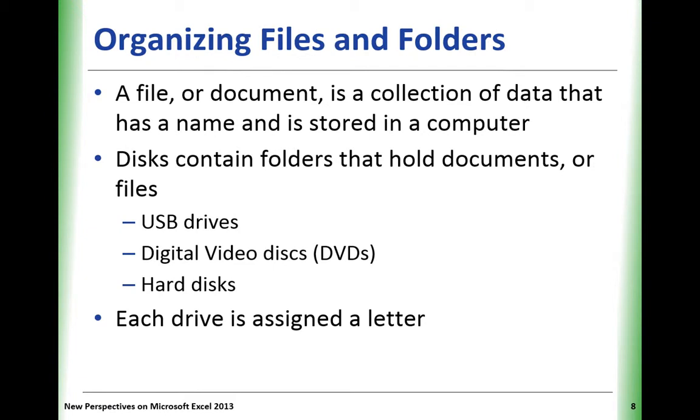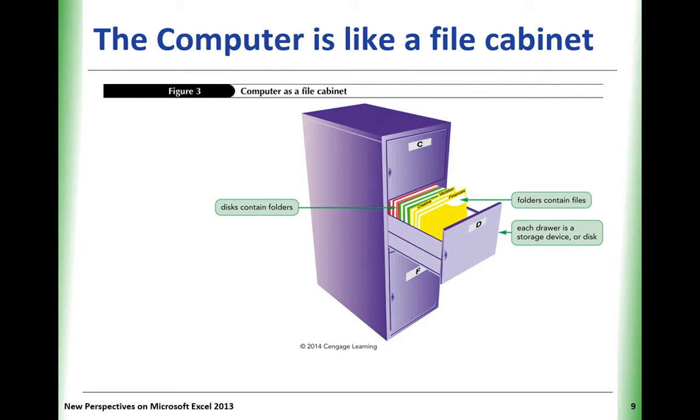We have USB drives, we have DVDs, and we have hard disks, which we don't see, but those are on our computer, and that's where this information is stored. Each drive is assigned a letter, and sometimes it seems very random. But the computer is like a file cabinet. So you have disks that contain folders, and folders contain files.